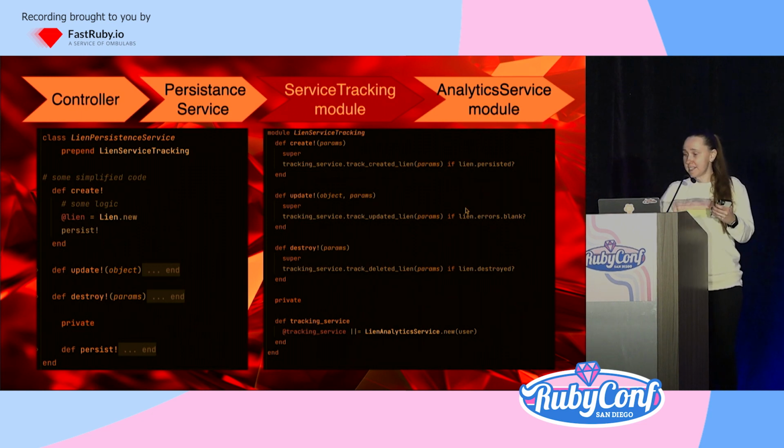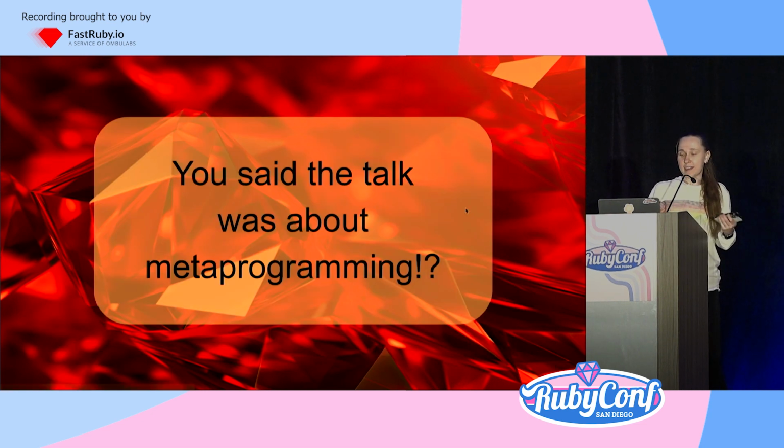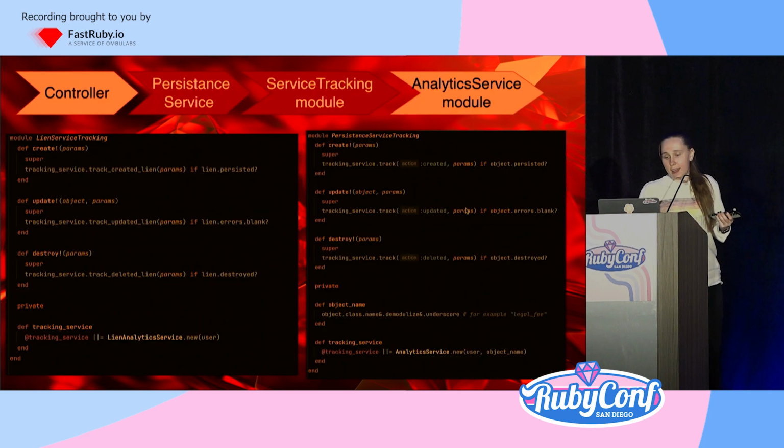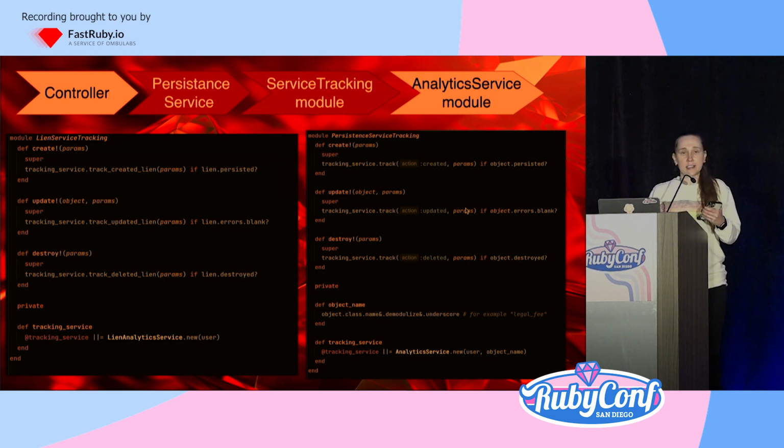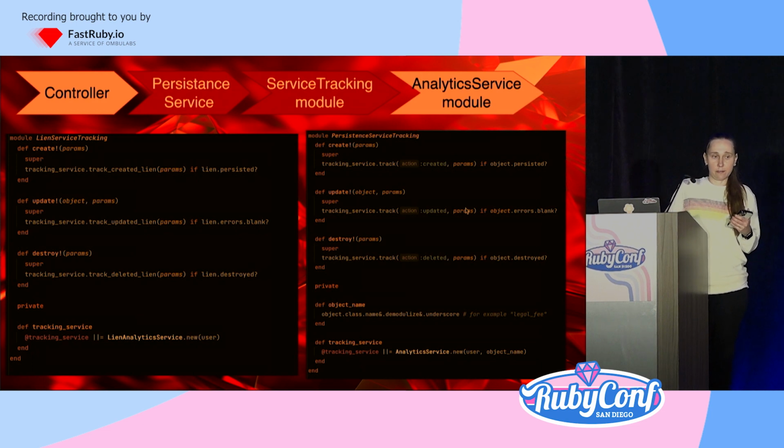So where does the metaprogramming part come from, you would ask. Here we have the old service tracking module, and on the right-hand side, you can see the one that I rebuilt using metaprogramming. As you can see, it's really similar with a couple of very important differences. The first one being object name, we're grabbing it from the class and creating it, thus making this particular class not specific at all.